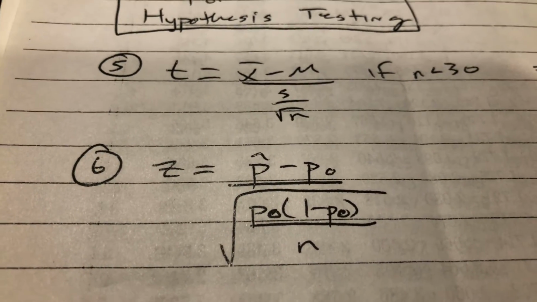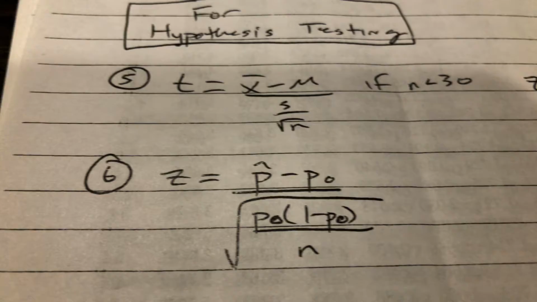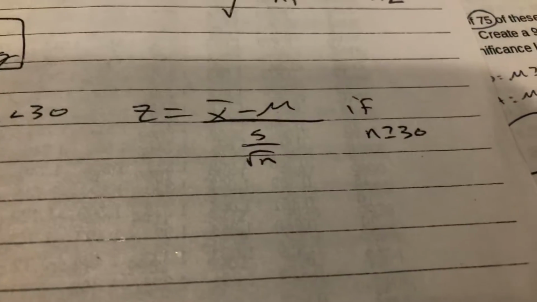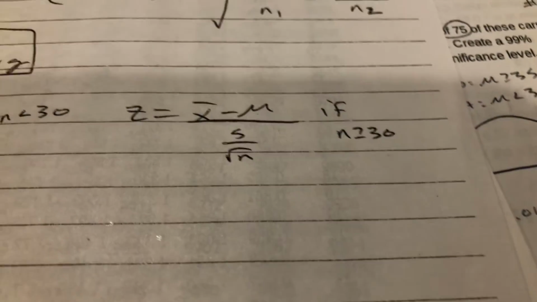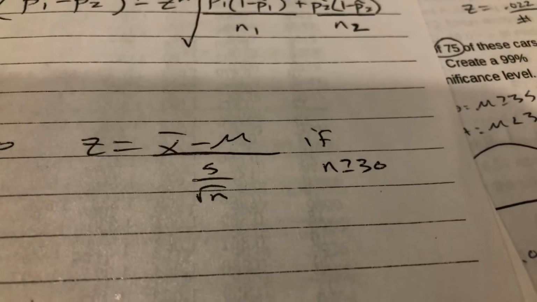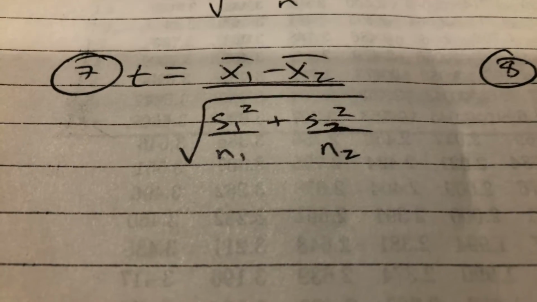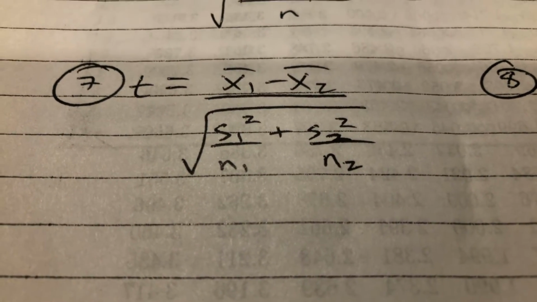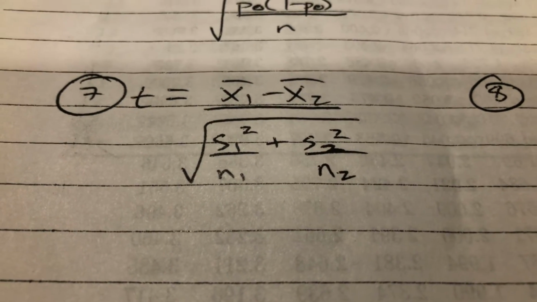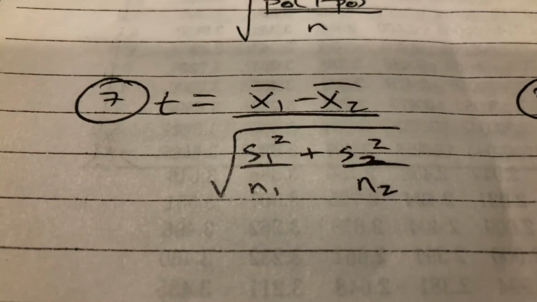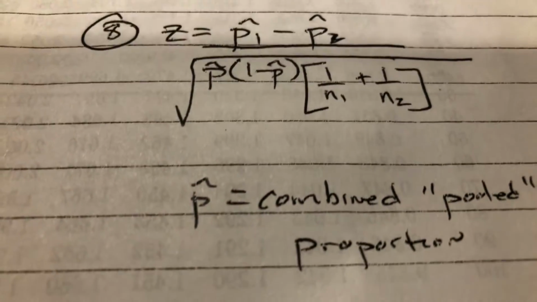You know what they say. They claim it's 60%. P sub 0, P naught, if you will. And then, okay, so formula 5 is the same thing. Sample size less than 30, it's all about T. Sample size 30 or more, you can use Z. What we got here, here's formula 7. T. This is the difference between two means. Is it the same? Is there no difference between the two? Is there a difference? And then proportion.